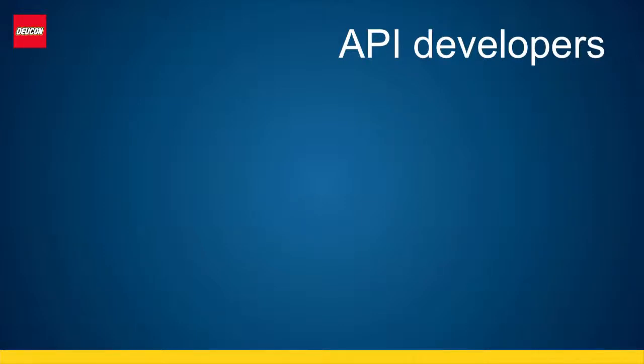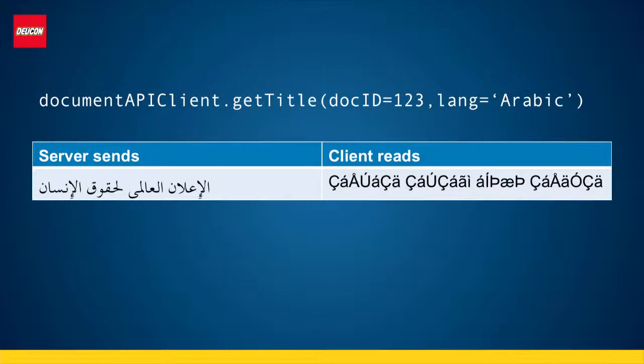Next audience is API developers. Your APIs are responsible for specifying the data that you're delivering to your clients, and it's up to you to specify that correctly. Here's an example that I took from Wikipedia, and this is a fictitious API fetching the title of the Universal Declaration of Human Rights in Arabic. What's happened is the client sent it with a certain encoding, the server sent it, the client read it, and as you can see, those things look a little different.